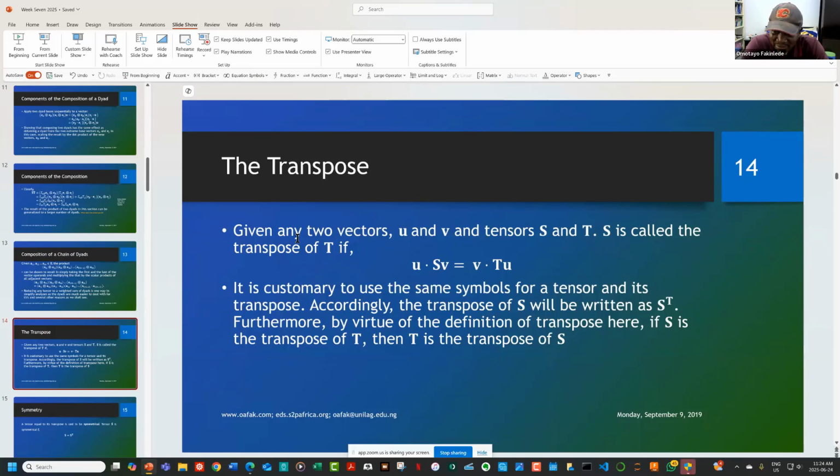It is customary to use the same symbol for a tensor and its transpose. Accordingly, the transpose of S will be written as S transpose. Furthermore, by virtue of the definition of transpose here, if S is the transpose of T, then T is the transpose of S. It can be proved easily in a single line, because since u and v are any two vectors, just let u be v and v be u, and you get that if S is the transpose of T, then T is the transpose of S.